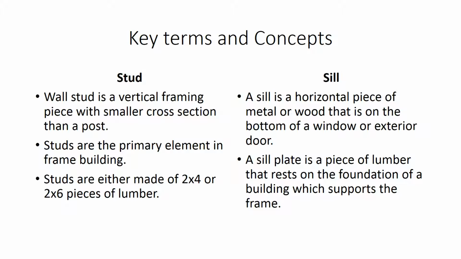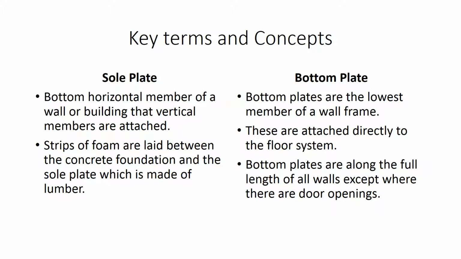A sill is a horizontal piece of metal or wood that is on the bottom of a window or exterior door. A sill plate is a piece of lumber that rests on the foundation of a building which supports the frame. A sill plate is a bottom horizontal member of a wall or building to which vertical members are attached. Strips of foam are laid between the concrete foundation and the sill plate, which is made of lumber.